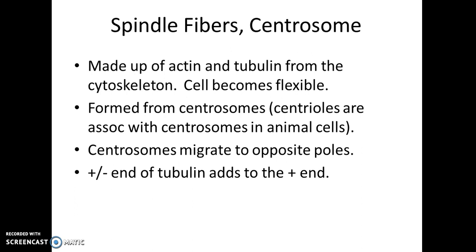into spindle fibers. Now the centrioles are associated with centrosomes only in animal cells. The centrosomes are migrating to the opposite poles, right? Now the tubulin has a positive and negative end, and it only adds to the positive end. So that's how tubulin gets longer. As it gets shorter, it subtracts from the positive end, and the tubulin gets shorter, so it can move around the chromosomes.